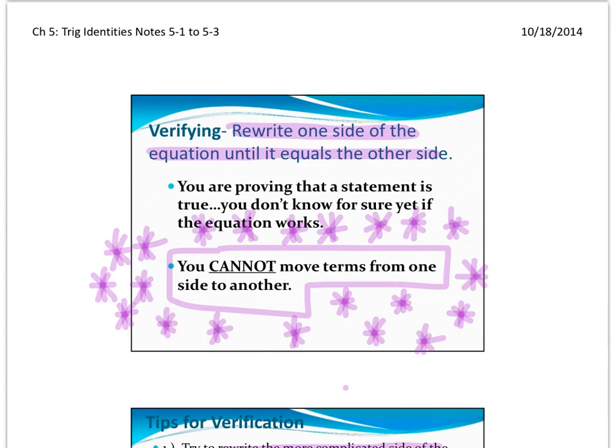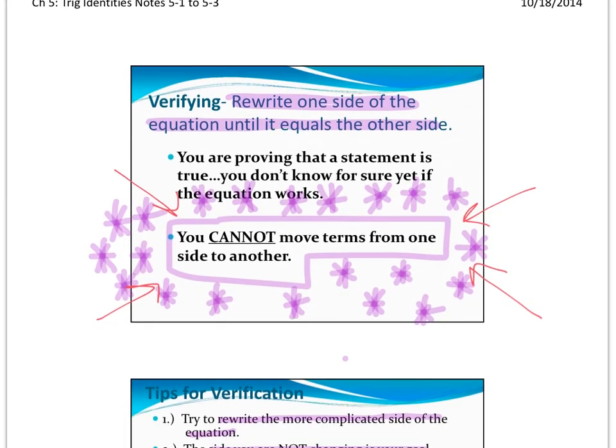Recall that today we talked about how to do a verification in trig. We talked about how a verification means that you are trying to prove that the left side and the right side of an equation are equal. You don't know yet if they are true, therefore you cannot move terms from one side to another. And that is a super important concept to remember as we're working through our lesson today.